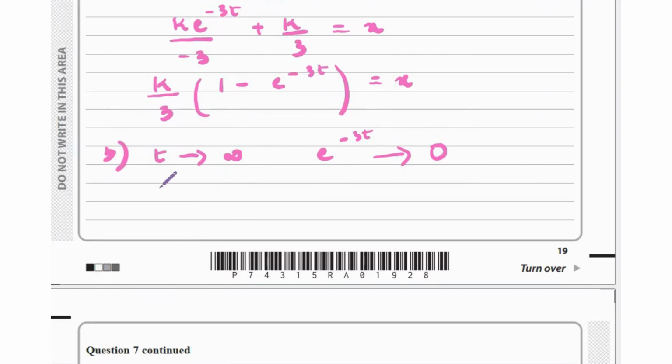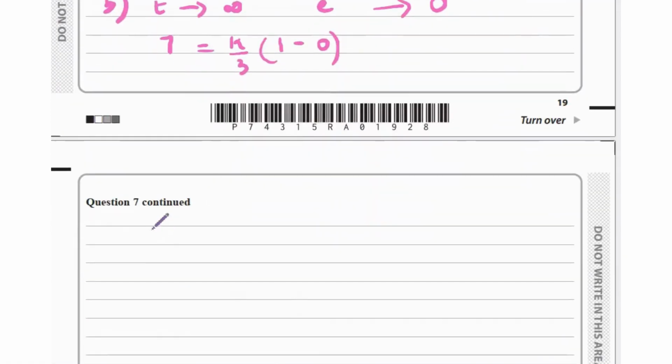Which means 7, which is x, equals k over 3 times 1 minus 0. Hence, 7 times 3 equals k, and that's 21. Once again, since it's long term, that means time can be anything. We don't know, it's infinitely increasing. If it's infinitely increasing, that means the exponential function is approaching 0. So when you replace e to the power of negative 3t with 0, what we get is 7 equals k over 3 times 1 minus 0, and k equals 21.